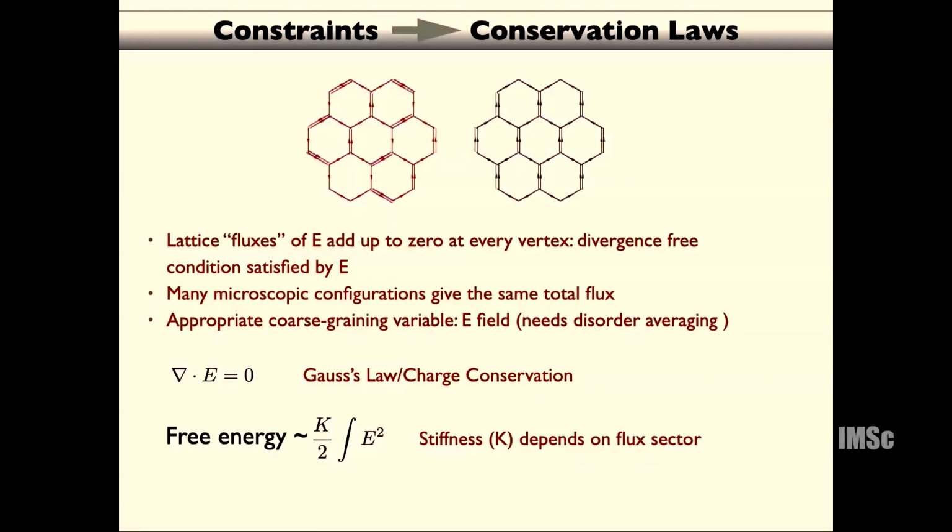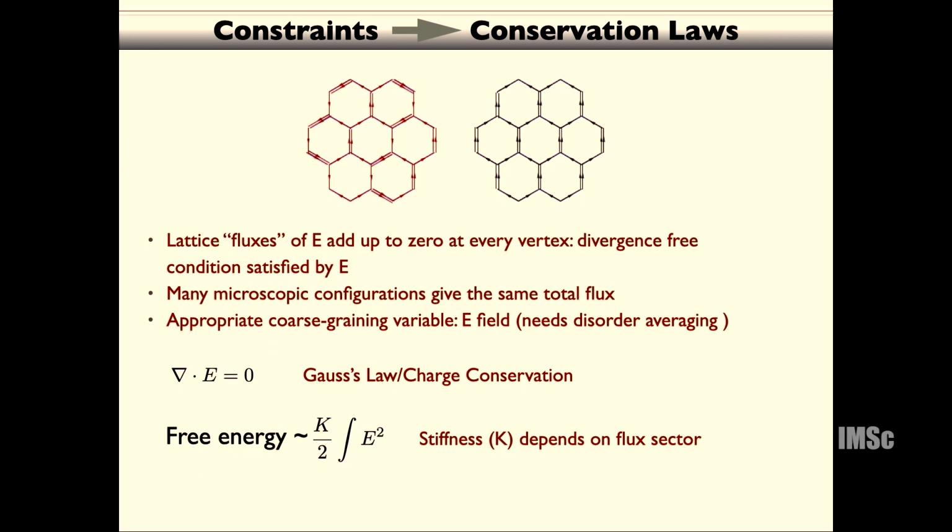So the way to construct continuum theories for models like this has been explored. I don't want to say explored to death, but explored heavily in the community of classical spin liquids. And what you do is you say, okay, these lattice E fields whose fluxes have to add up to 0, that tells me that I have a Gauss's law. I have a divergence of E equal to 0 at every point. So the continuum theory is just built upon this Gauss's law.